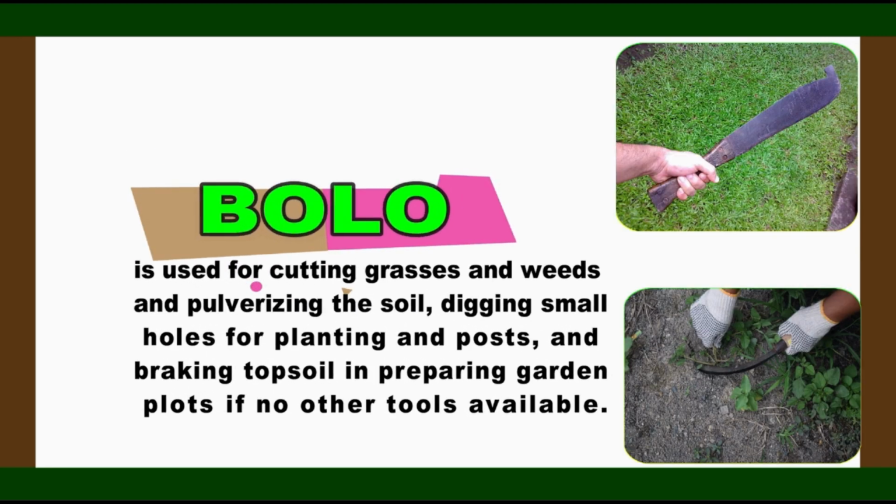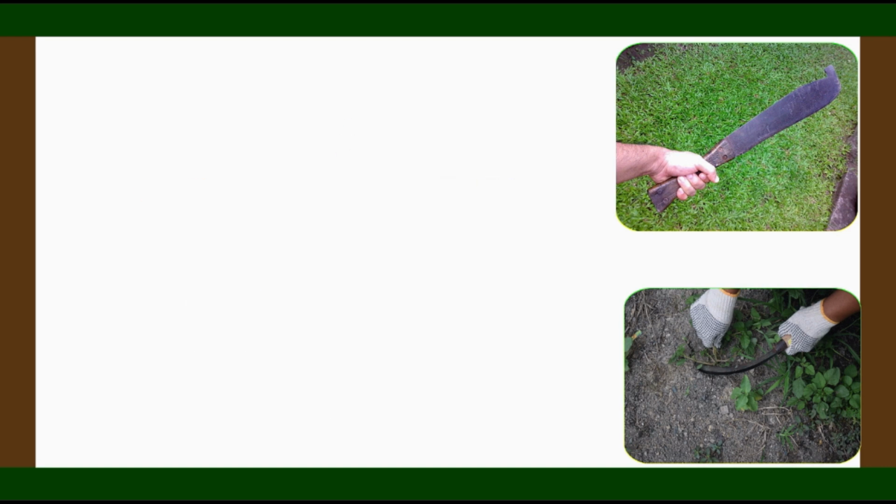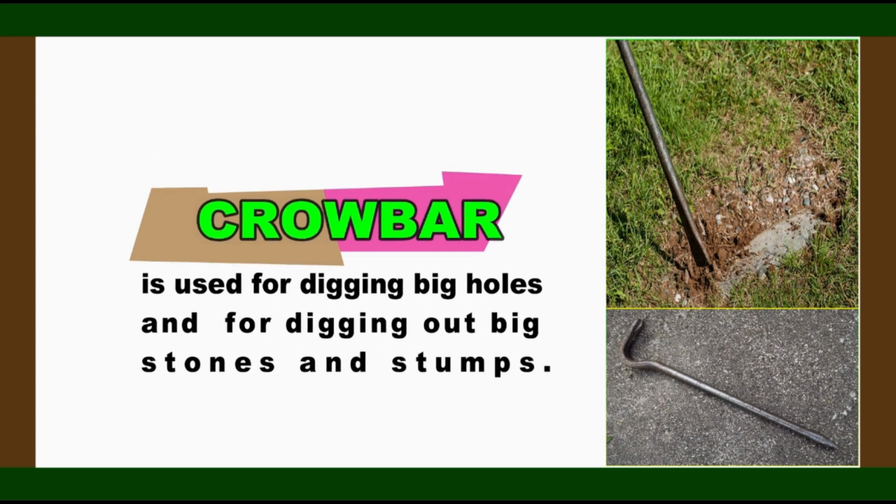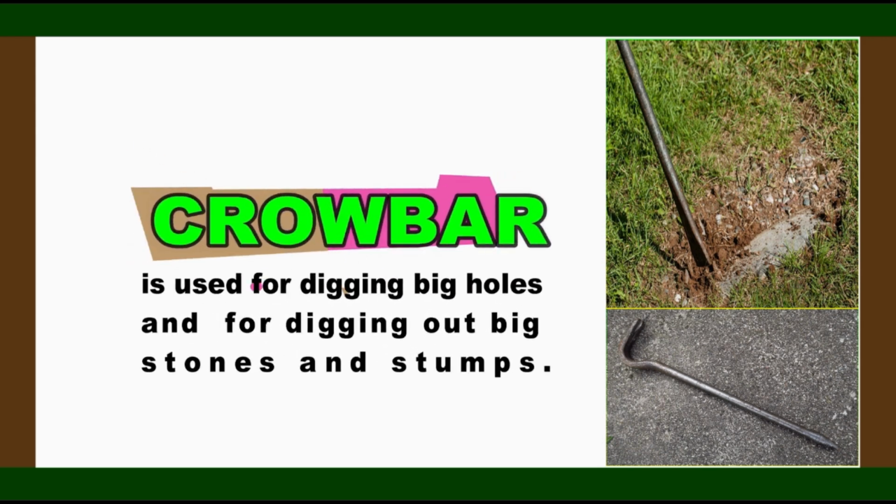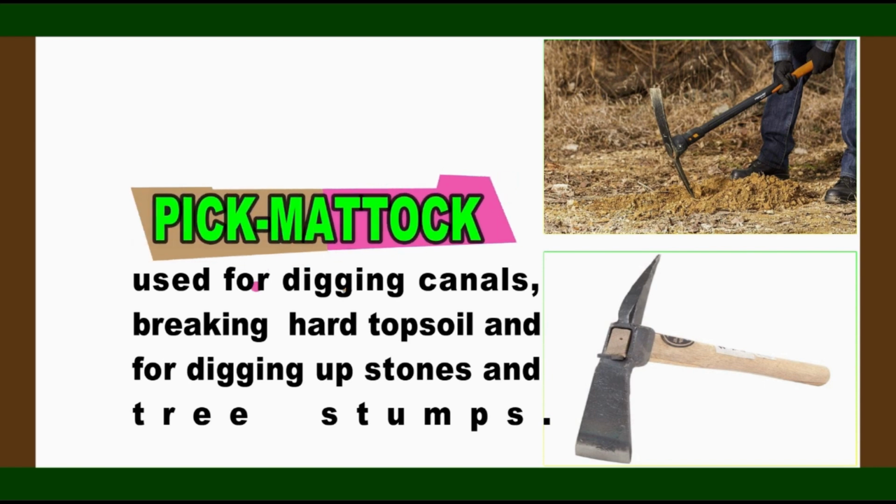Bolo is used for cutting grasses and weeds and pulverizing the soil, digging small holes for planting and posts, and breaking topsoil in preparing garden plots if no other tools available. Crowbar is used for digging big holes and for digging out big stones and stumps. Pick mattock is used for digging canals, breaking hard topsoil, and for digging up stones and tree stumps.